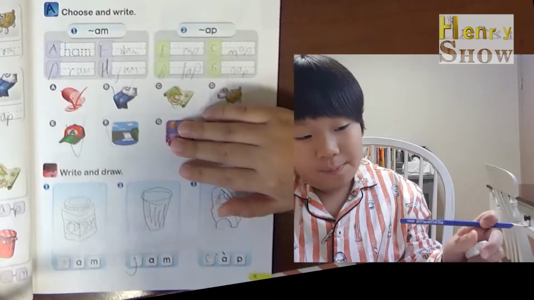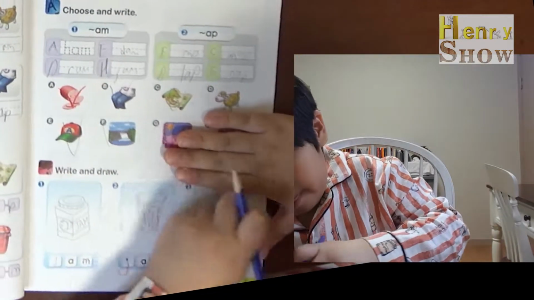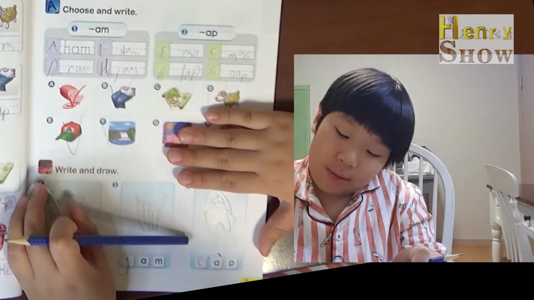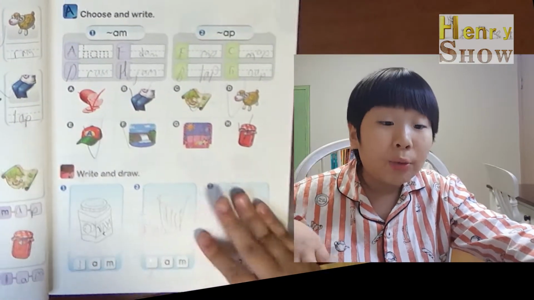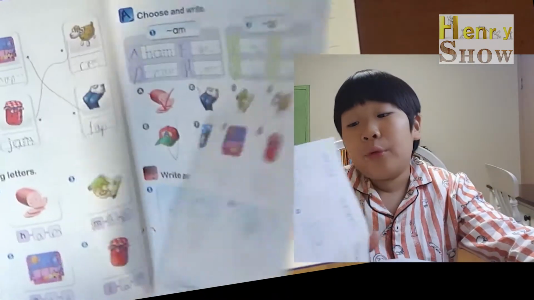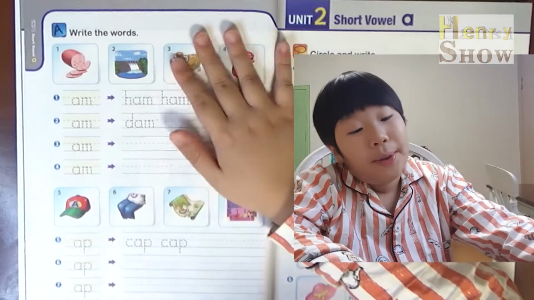A cap. I think it's hard. That's okay. If you try your best, it's correct, okay? So don't worry. In page 10.